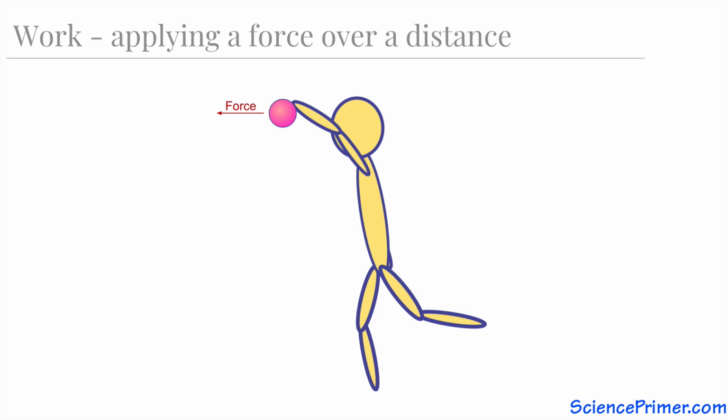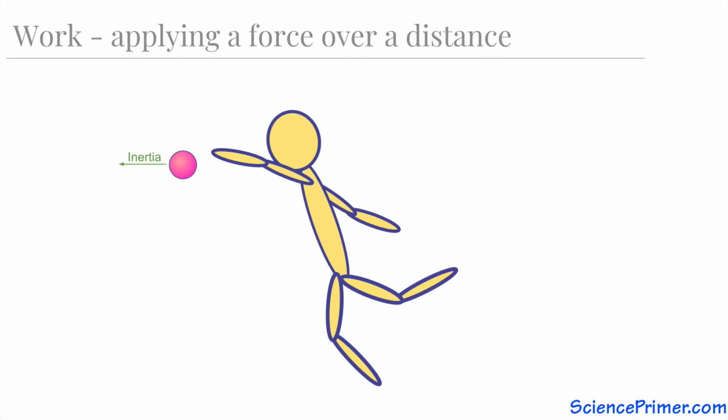The thrower continues to apply a force to the ball the whole time his hand is in contact with the ball. Once the thrower is no longer in contact, the ball moves off due to the work that was done to it, even though the thrower is no longer applying a force to the ball. No more work is being done.